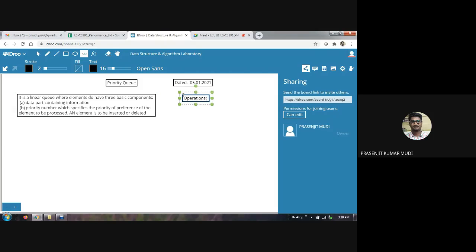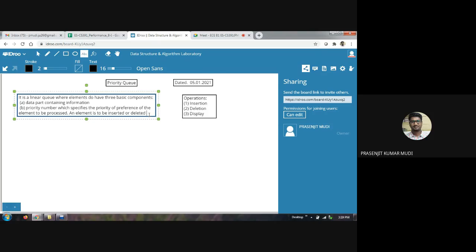Operations: number one, insertion; we can do deletion; and we can do traversal, meaning display. These are the three basic operations we can perform on a priority queue. You can apply more operations like counting, search, etc. That's not a problem, but these are the basic operations. Now an element can be inserted or deleted, right?